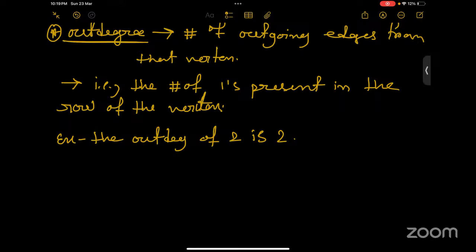But if the graph is not given and only the matrix is given, can we still apply the same rule for incoming and outgoing? Sure. Because we don't know in the graph whether it is directed or not. But if you give the pure matrix and it is not symmetric, that means it is directed.